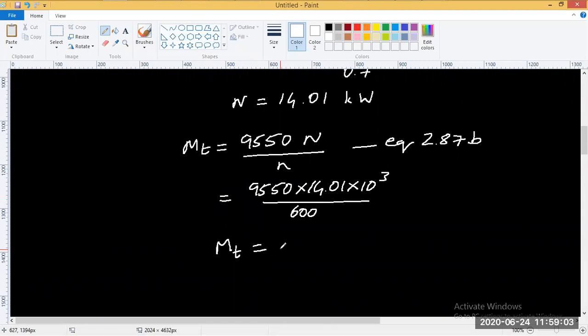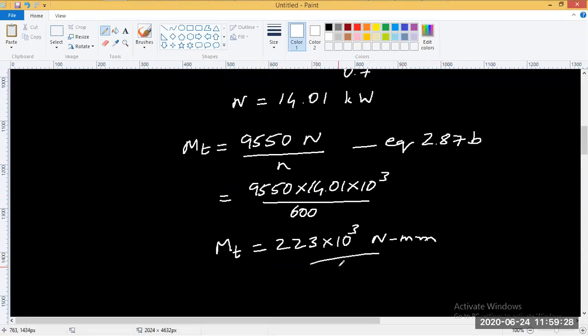So torque we will get by substituting in this equation. So 9550 into 14.0183 divided by 600. So that's coming around 223 into 10 power 3 Newton mm. Let me round it up.